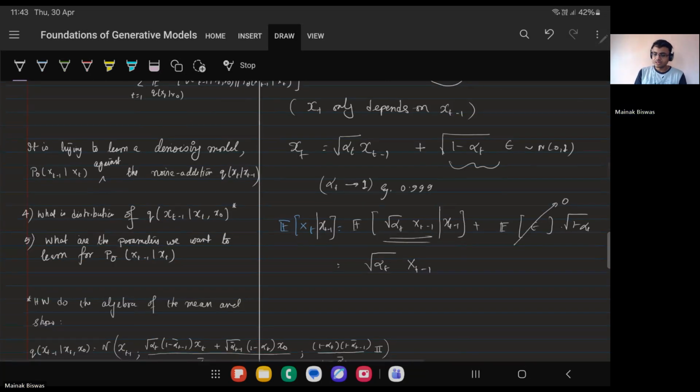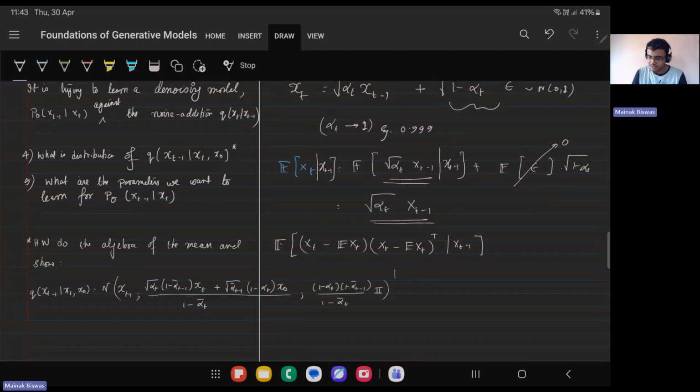Similarly, given the variance of the data, so this is the mean of the data. So what is the variance of the data? Or the covariance matrix can be defined as the expected value of xt minus expected value of xt, times xt minus expected value of xt transpose, given xt minus 1. This is what we are going to define as the covariance given the xt minus 1 variable.